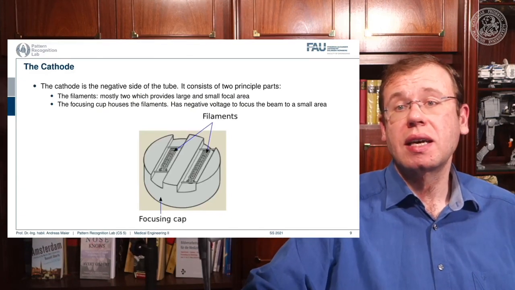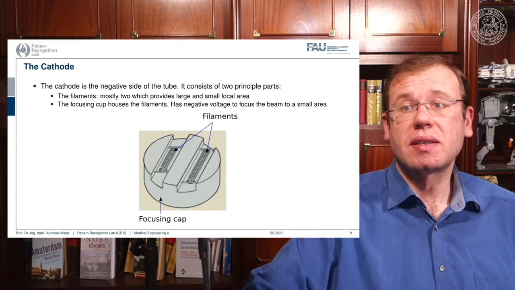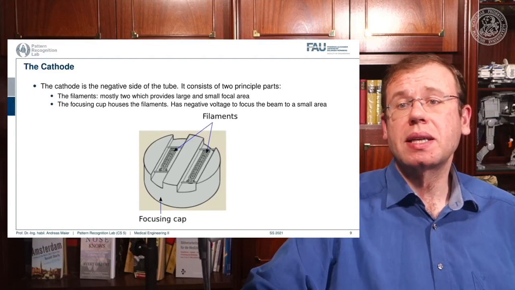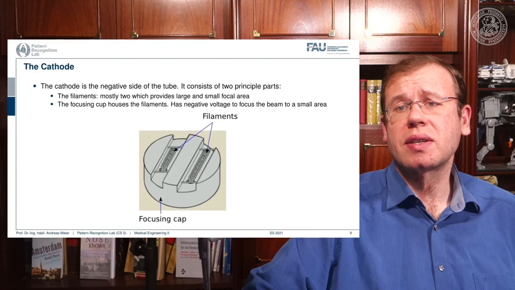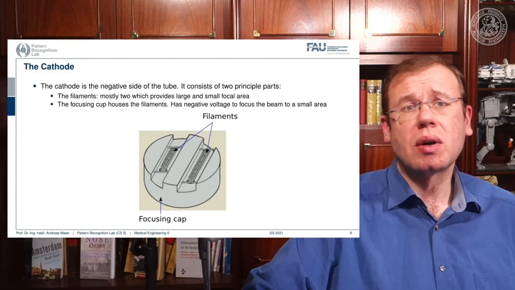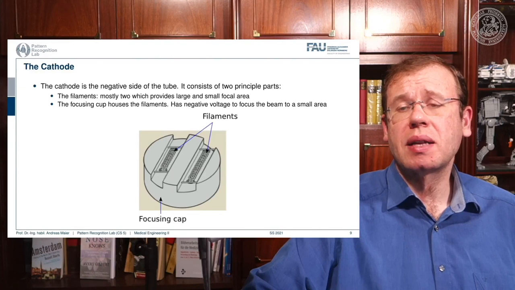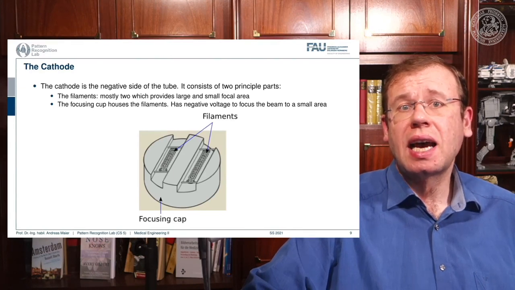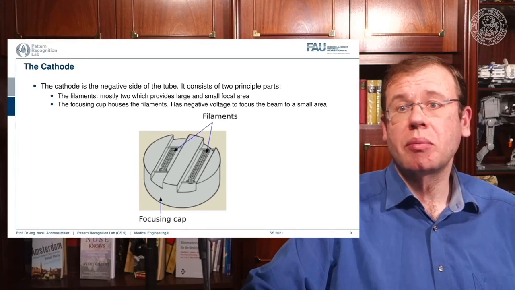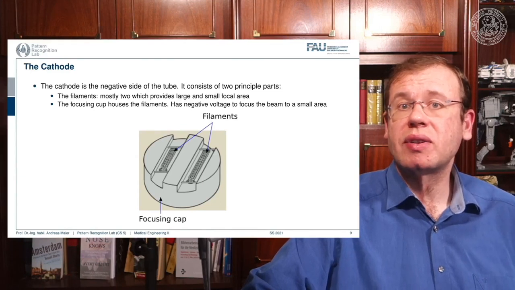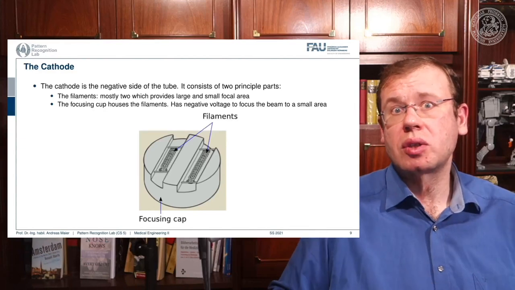Typically the cathode is the negative side of the tube, and it consists of two principal parts. There's the filament, which is essentially the part where the electrons emerge. Then typically you have a cup housing for the filament, and it has a negative voltage to focus the beam onto a small area. So this is the focusing cap and the filament, and you also find that they have a long axis and a short axis, and often you use that in order to reduce the size of the point where the electrons can emerge. This has something to do later with the size of the projection of the filament onto the anode material.